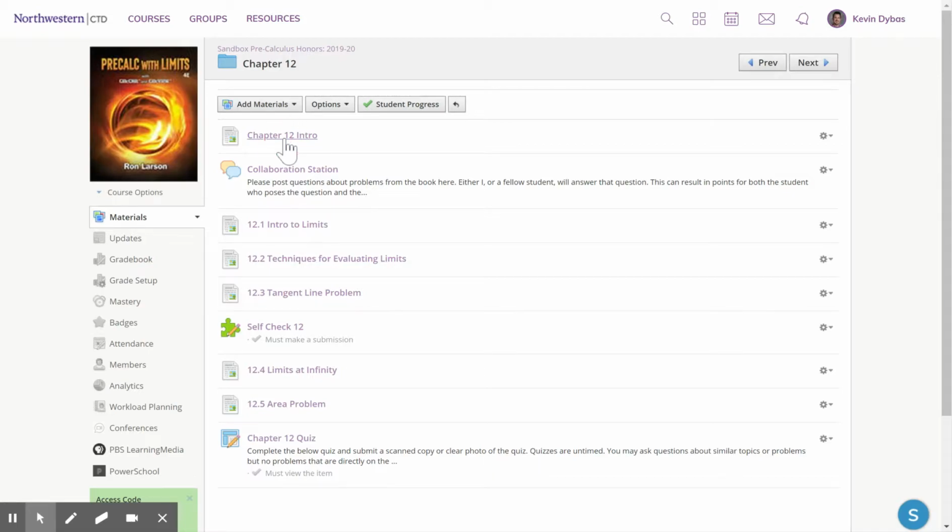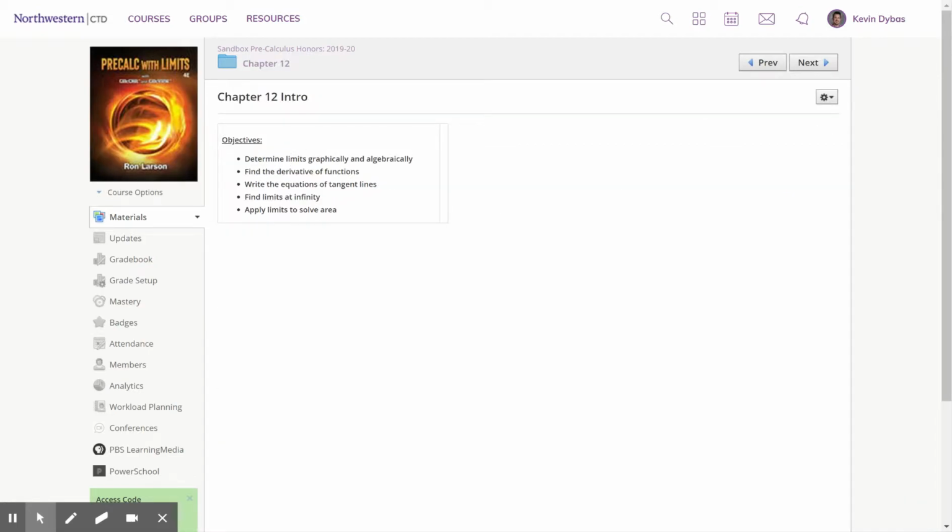And then looking at those primary objectives, you want to be able to determine limits graphically and algebraically. So just looking at a graph, how do we determine what the limit is? And algebraically, so not looking at a graph, how do I solve to find out what that limit is?